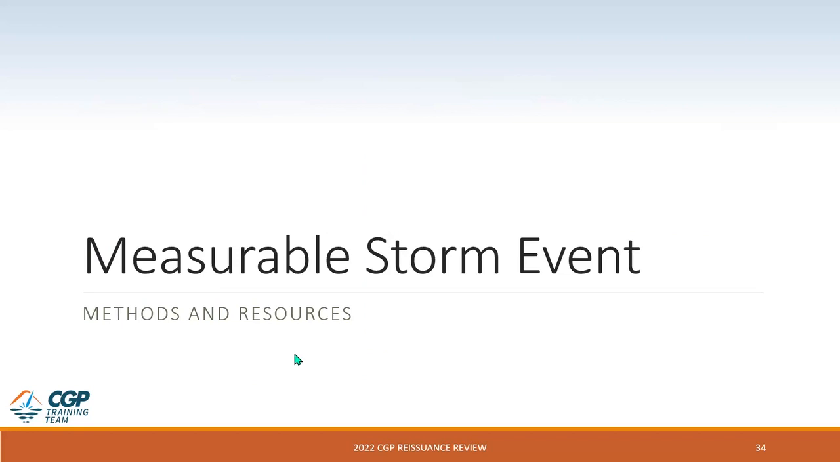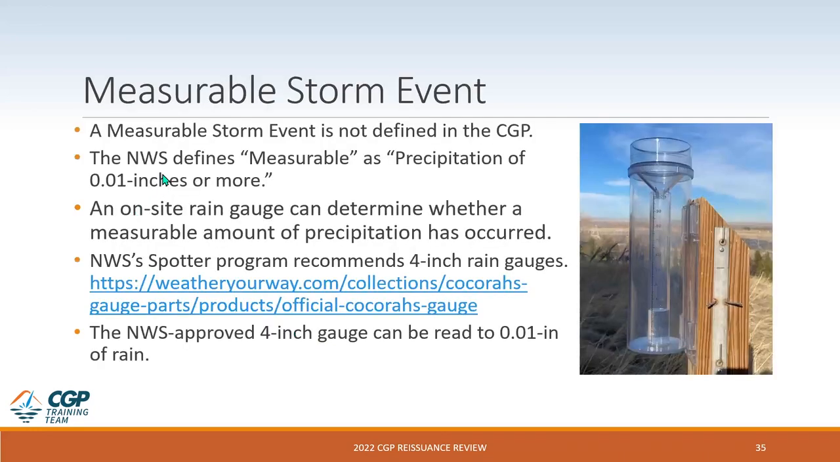The next term I'd like to talk a little bit about the methods and resources for is measurable storm events. And remember, a measurable storm event is not defined in the CGP. However, the National Weather Service defines the measurable storm event as 0.01 inches, or 1/100th of an inch, or more of precipitation. An on-site rain gauge can determine whether a measurable amount of precipitation has occurred.